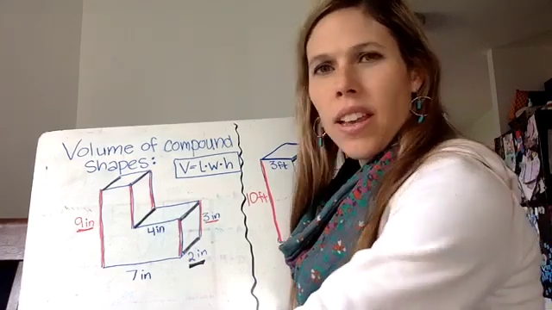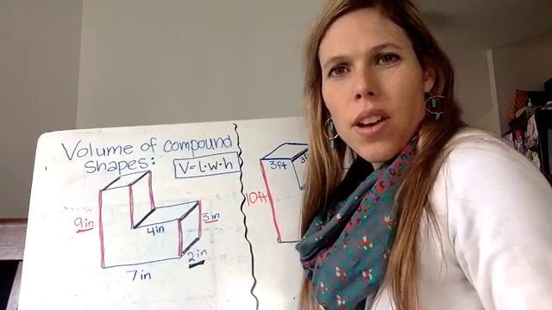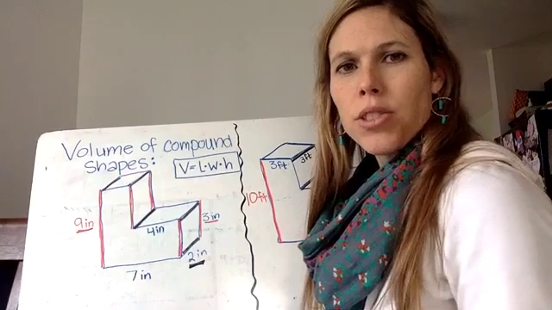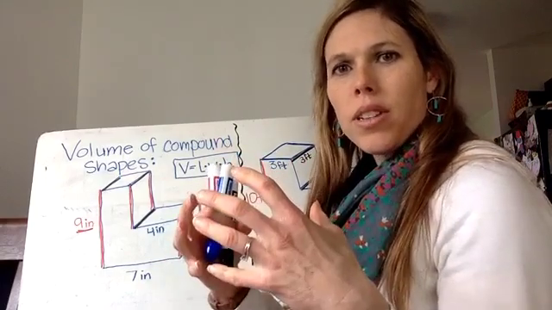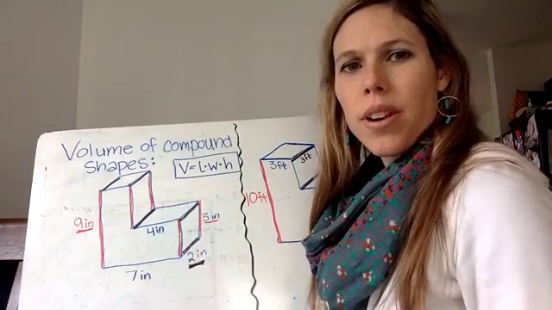Hi everybody. In case you missed our conference today, I'm going to do a few examples of how to find the volume of some compound shapes. So compound prisms in this case are more than one shape put together.